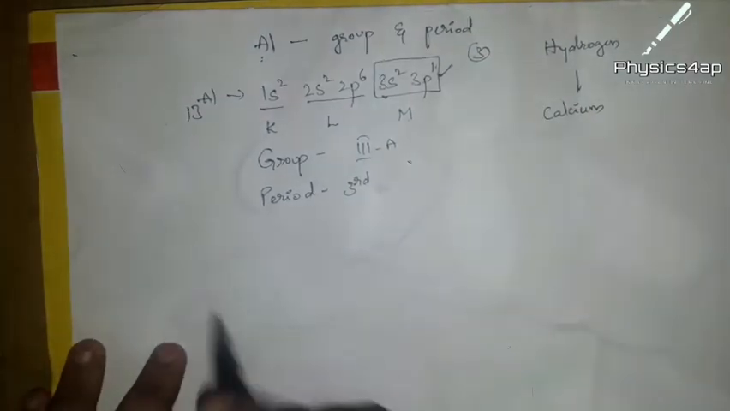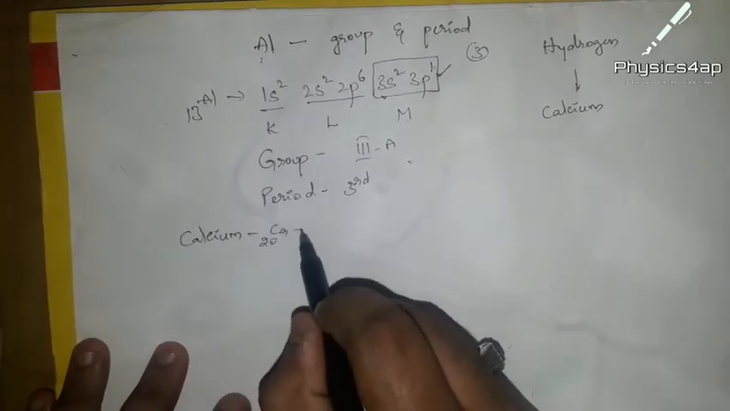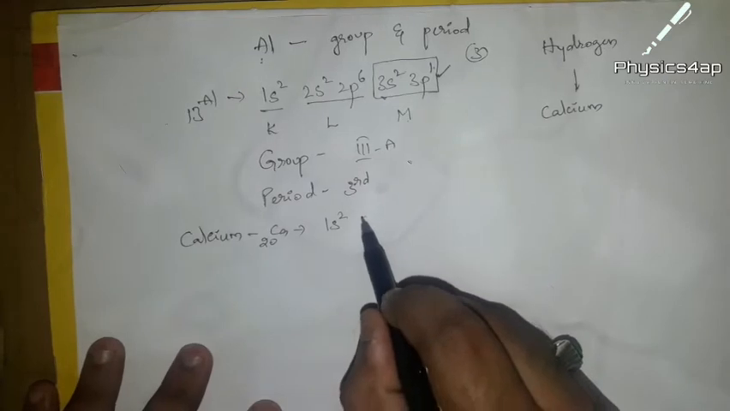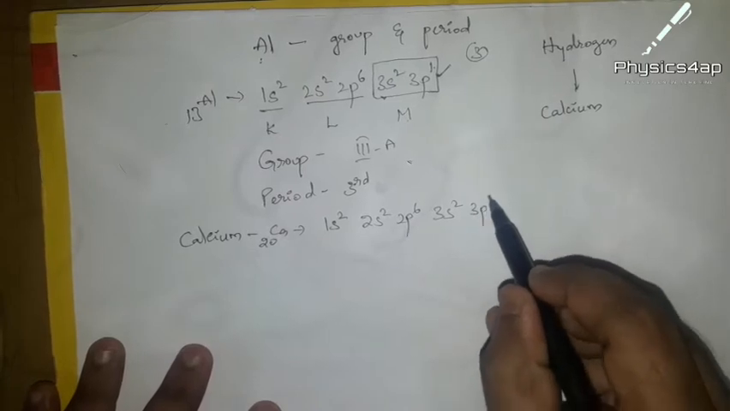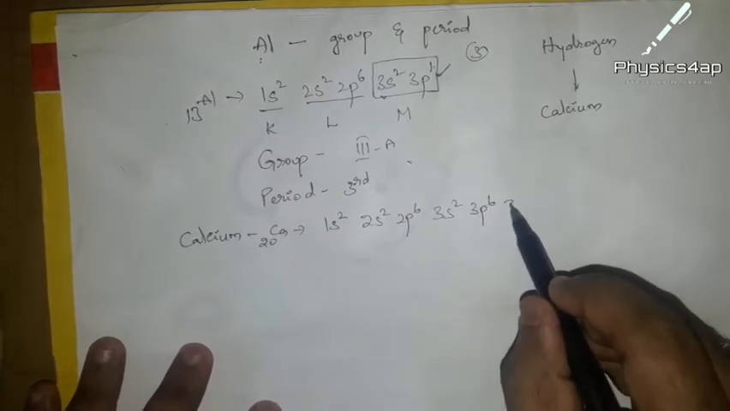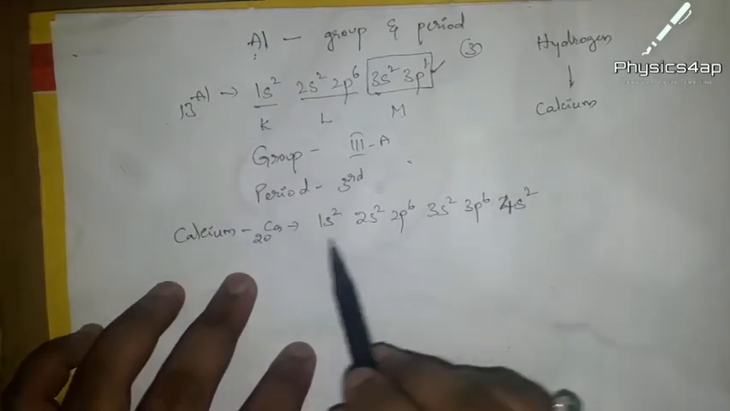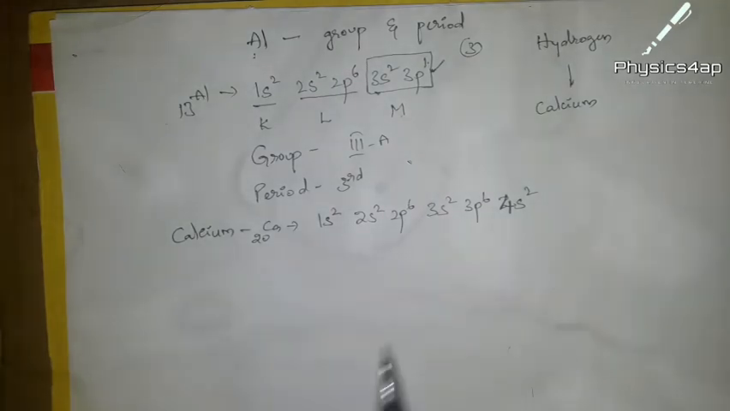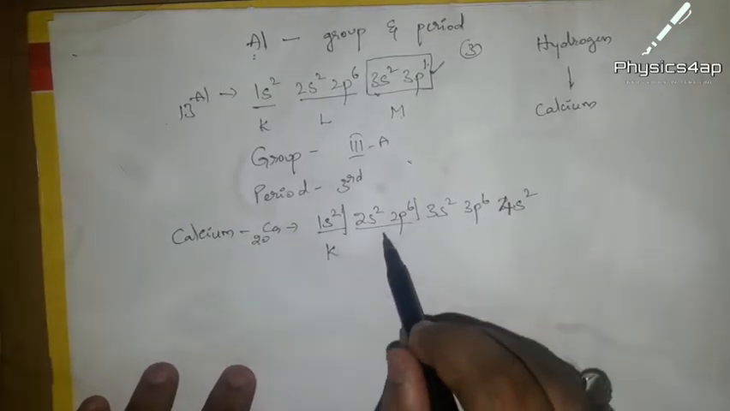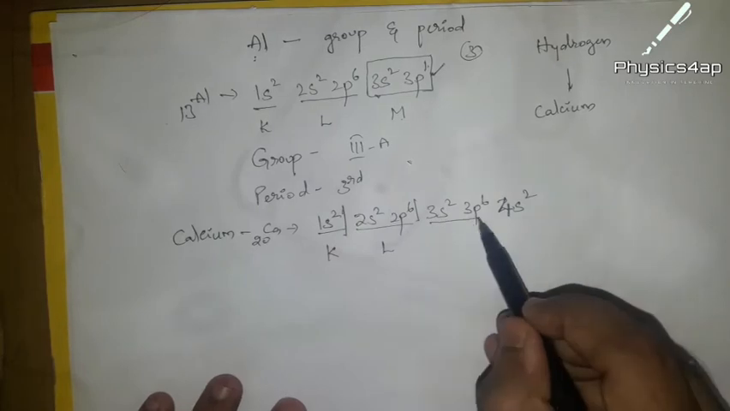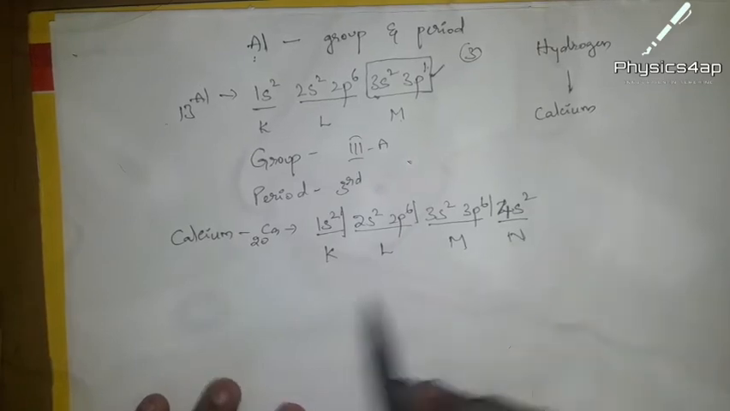Now for example, if we take calcium, the atomic number is 20. So when we write the electronic configuration, it is 1s2, 2s2, 2p6, 3s2, 3p6, and next comes 4s2. So 20 electrons have been filled into the respective energy levels. This is the first shell, K shell, this is the second, L shell, this is the third, M shell, and this is the last, N shell, the fourth shell.